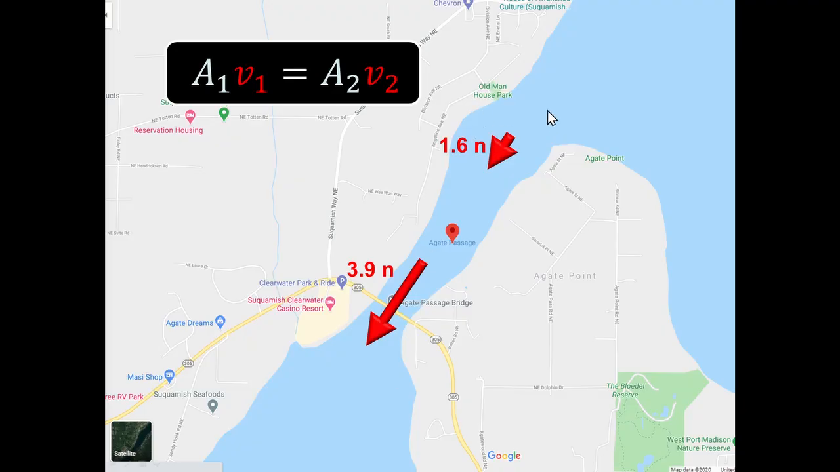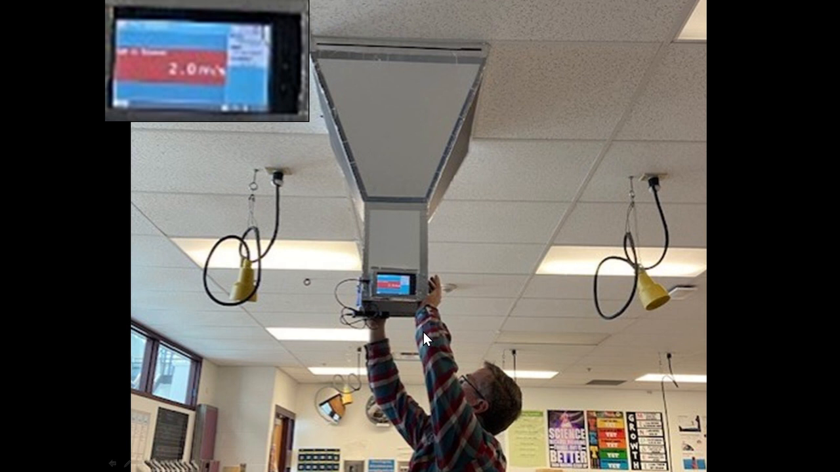An example from sailing: if you were to sail or take a boat through this passage, called Agate Passage, the channel here is pretty wide, the cross-sectional area is pretty big, and then it tapers into a smaller cross-sectional area. But the water that flows by there every second must equal the water that flows by here every second, so it must have had a higher velocity, 3.9 knots, which is a nautical mile per hour, versus 1.6 knots.